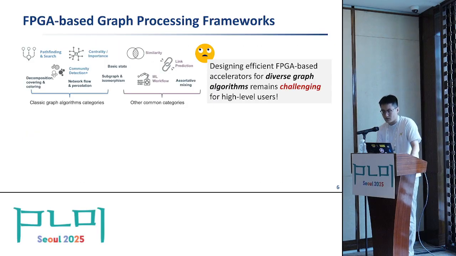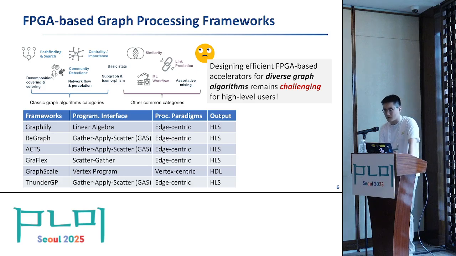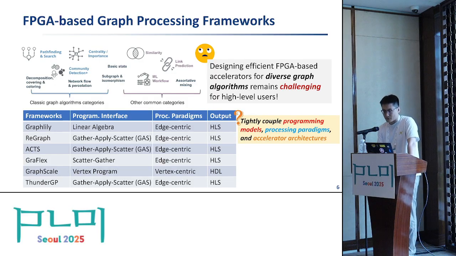path planning. However, despite the advantages of FPGAs, given the diversity of graph algorithms, designing an efficient accelerator remains very challenging, particularly for those without expertise in FPGAs. Many FPGA-based graph processing frameworks have been proposed to lower the programming barrier by providing easy-to-use interfaces. These frameworks typically rely on a pre-built accelerator template or hardware overlays that incorporate various hardware optimizations for generating the accelerator. However, this tight coupling of programming models, processing paradigms, and accelerator architecture can limit flexibility and lead to suboptimal performance of the generated accelerator.